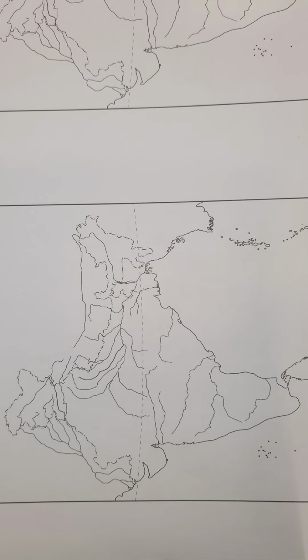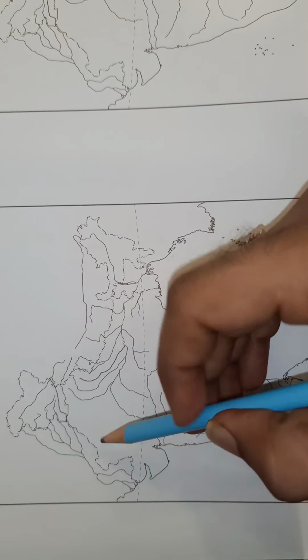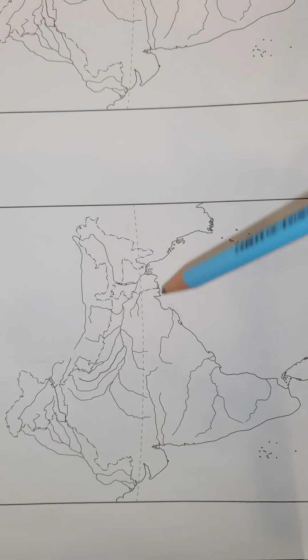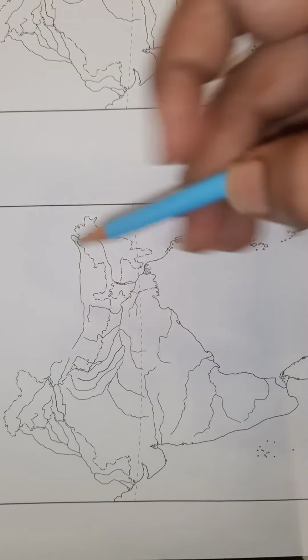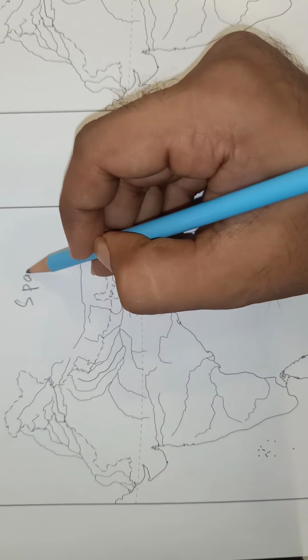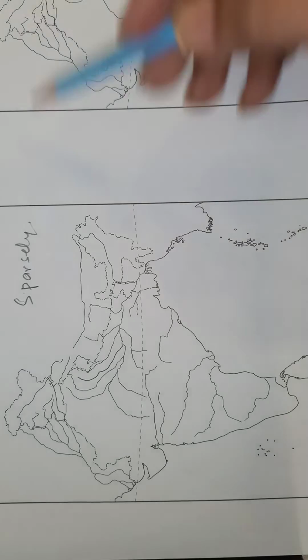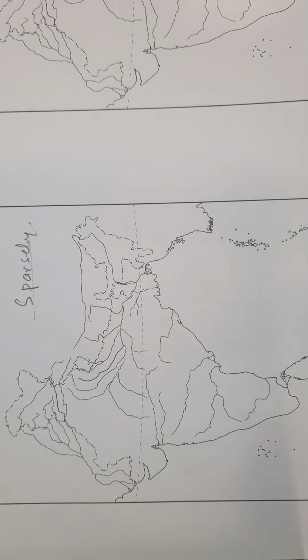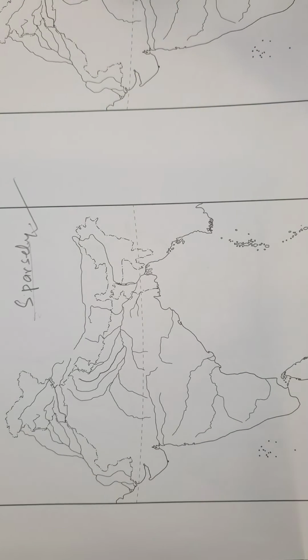So now we'll be marking the states of India. Let's start. First, you will be asked to mark the sparsely populated states. Now what do you mean by sparsely populated? It is where the density of population, the number of people living in those areas, is limited, is less. So those regions are known as the sparsely populated areas.